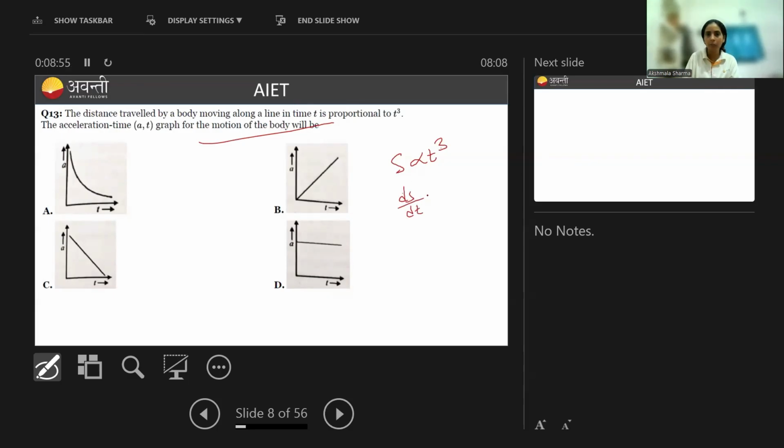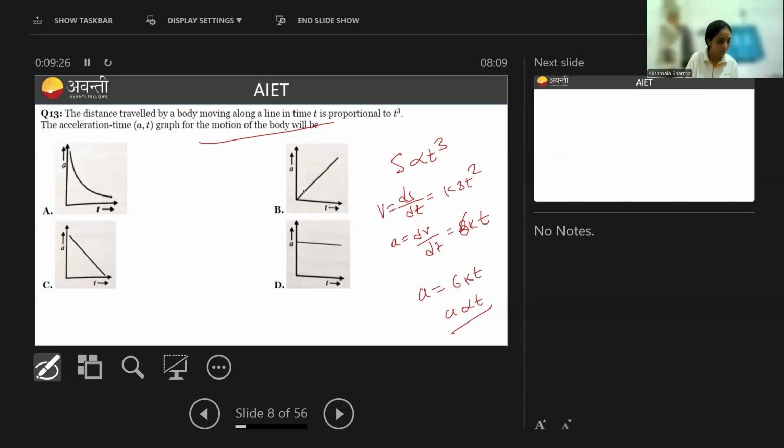ds by dt, you can write as k into 3t square, right? So this is velocity. For acceleration, you will do dv by dt, and this will give you how much? 6k t. So acceleration is what? Acceleration is a equal to 6kt. So a is directly proportional to time. Here slope is also positive and there is no y-intercept. It means it will pass straight through the origin.